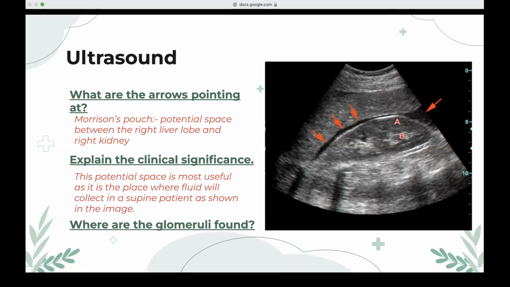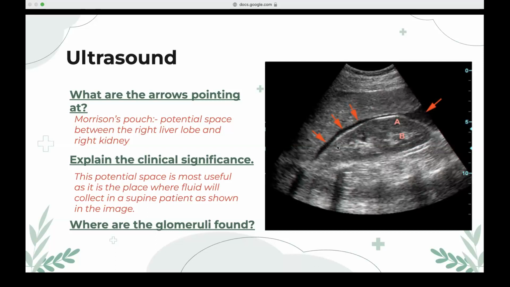Okay, so that's what it's called, Morrison's pouch. This space right here is called Morrison's pouch, and it's usually not seen. It's usually closed. You don't see this black line when you do the ultrasound, because normally it's not filled with fluid. That's why they call it a potential space.